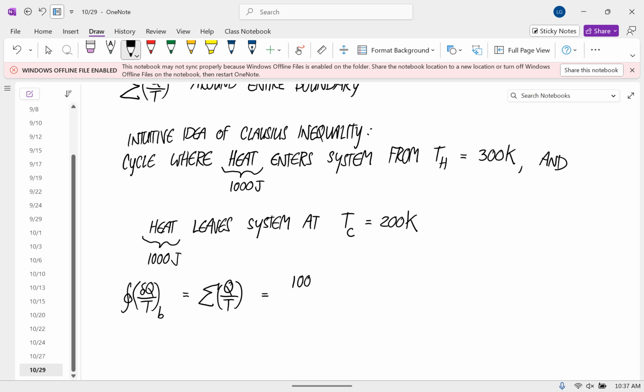Positive 1000, yep. And what's the temperature where that heat is coming in? Yep, 300. And then heat is leaving the system, so that's going to be negative 1000. And what's the temperature, that 200? And so now you see, we have a bigger denominator on the positive, a smaller denominator on the negative, and this comes out to say 1.6 repeating joules per Kelvin.